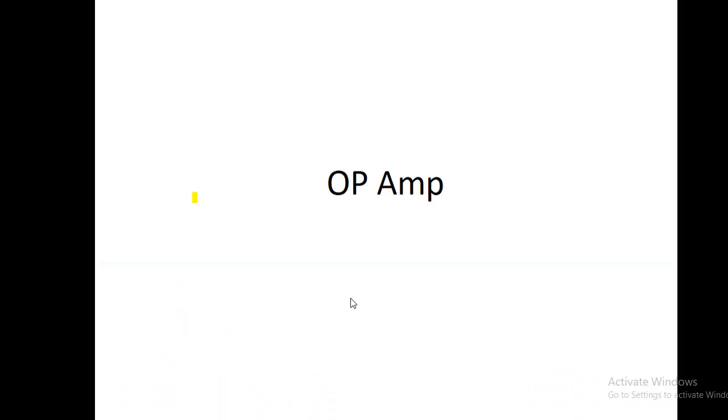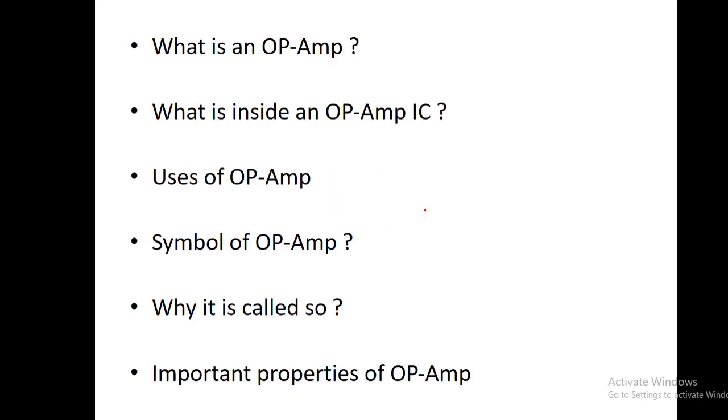In this video, we are going to discuss op-amps or operational amplifiers. Our plan of discussion is: first we will see what an op-amp is, then what is inside an operational amplifier IC, since an op-amp is basically an integrated circuit. Then what are the uses of an operational amplifier, how we represent the op-amp symbol in a circuit, why an op-amp is named operational amplifier, and what are the important characteristics of an operational amplifier.